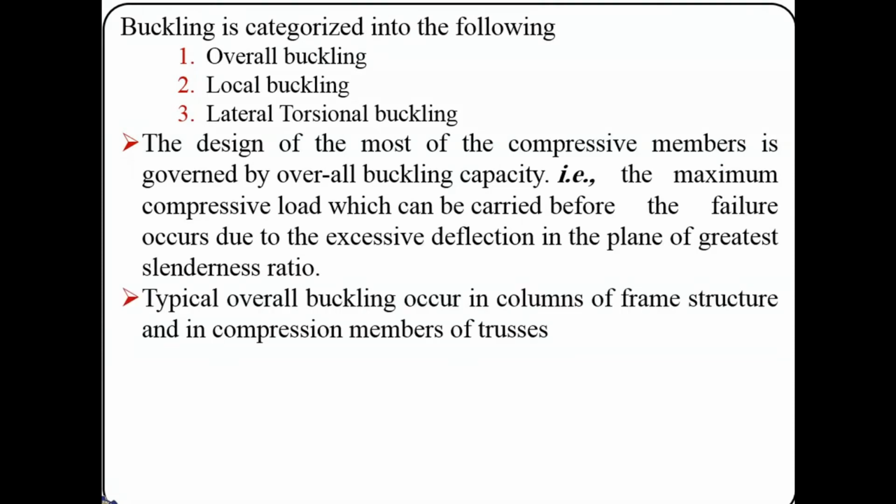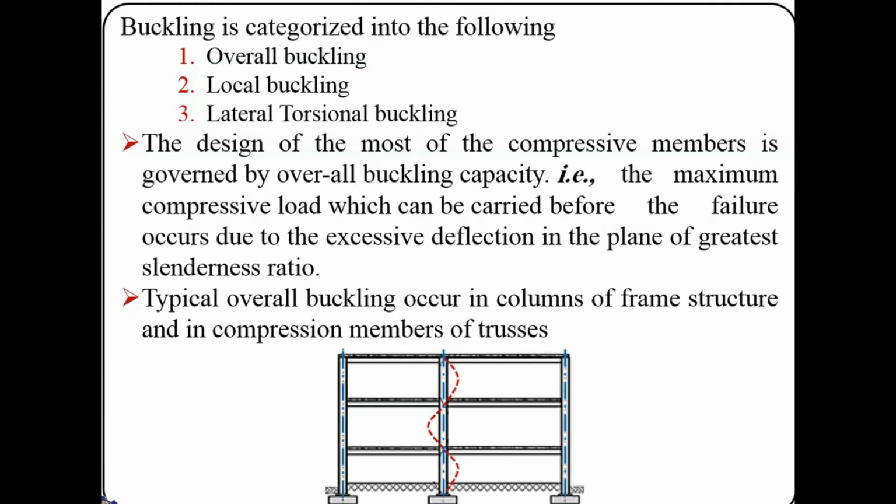Typical overall buckling occurs in columns of frame structures and compression members of trusses. These are the members. So for example, here you can see an example of a frame structure, and the column can buckle. The red line shows the buckling of the column in the center due to the excessive compressive forces.